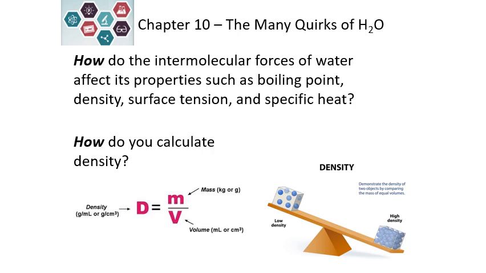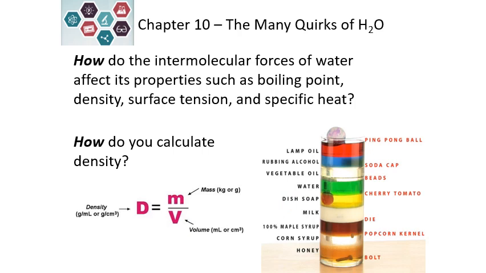So the more tightly packed our molecules are, the higher its density. The less tightly packed the molecules are, the lower its density. So think about what that means for different phases. So which is going to be more dense, a solid or a gas? Well, a solid, because the molecules are more closely packed.